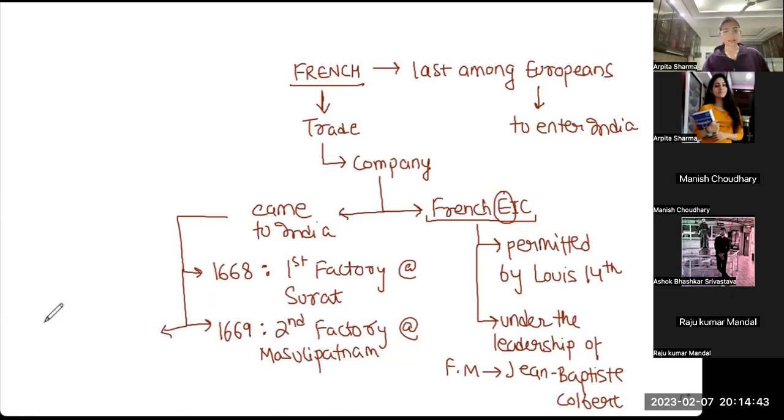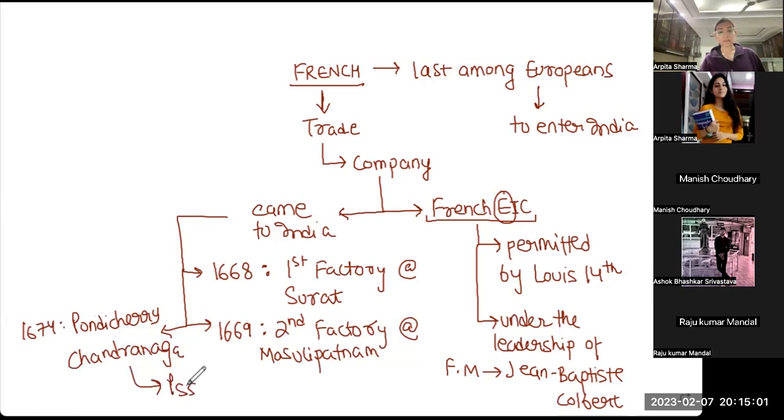And then in the year 1674, there were two places where other factories were established. First was Pondicherry, and second was the Chandarnagar Post. Pondicherry Post and the Chandarnagar Post. These posts were established by the French.